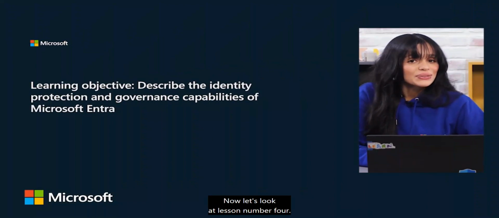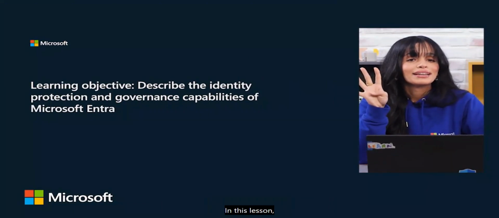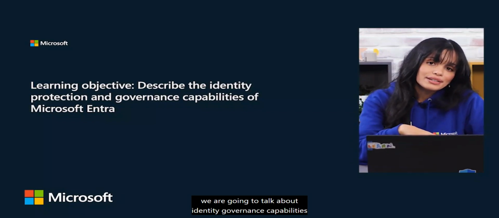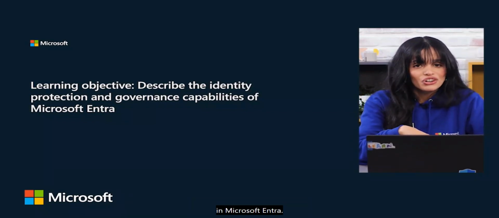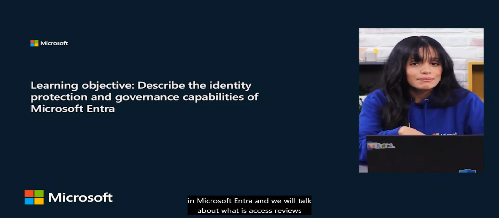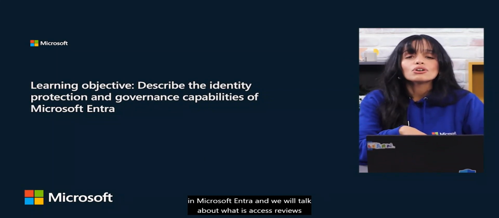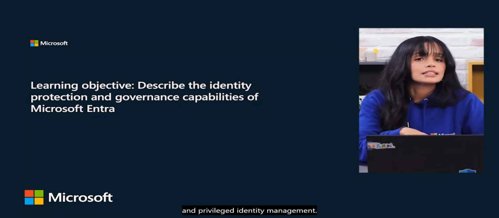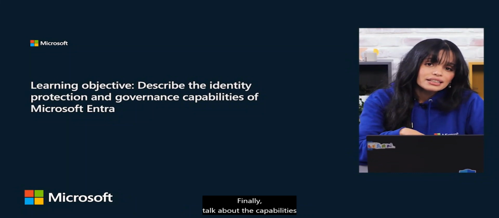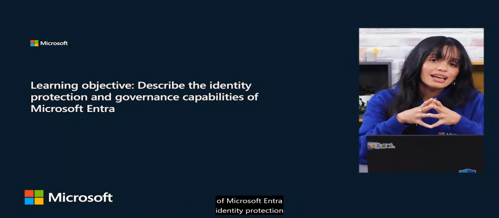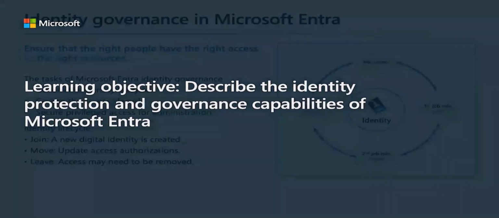Now, let's look at lesson number 4. In this lesson, we are going to talk about identity governance capabilities in Microsoft Entra. Within this lesson, we will talk about identity governance in Microsoft Entra, and we will talk about what are access reviews and privileged identity management. And finally, talk about the capabilities of Microsoft Entra Identity Protection and permission management.